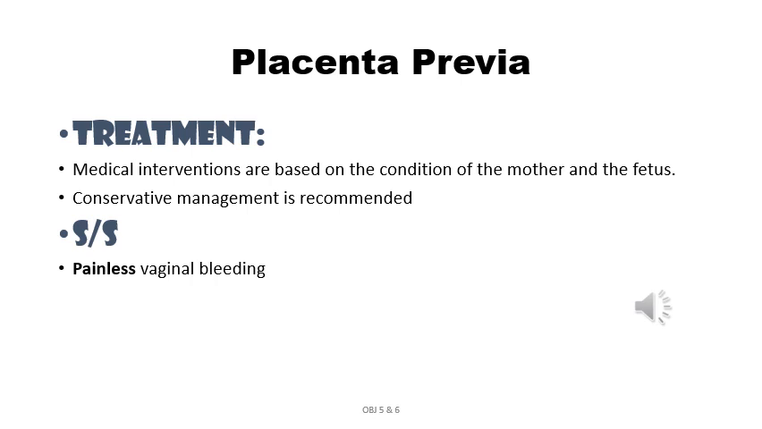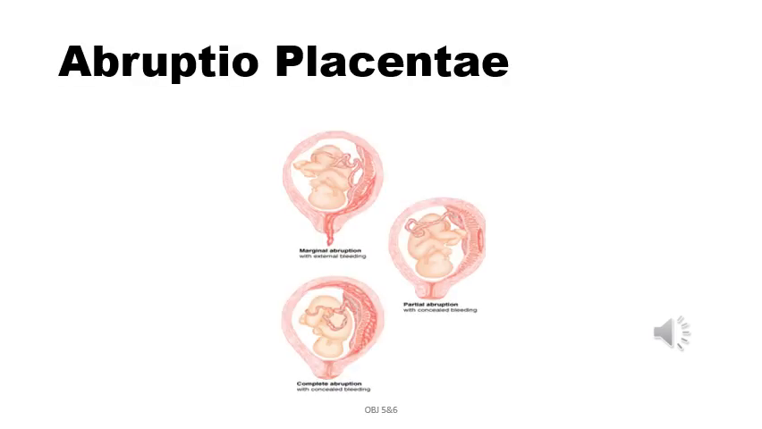Okay, so when we talk about medical interventions based on the condition, if mom is not showing any active bleeding, then you just keep her on bed rest and watch things closely. Of course, if she starts bleeding, you have to monitor fetus and mom and make decisions from how much bleeding is occurring. Next, we're going to talk about abruptio placenta, or a placental abruption. You can classify it or call it either way.